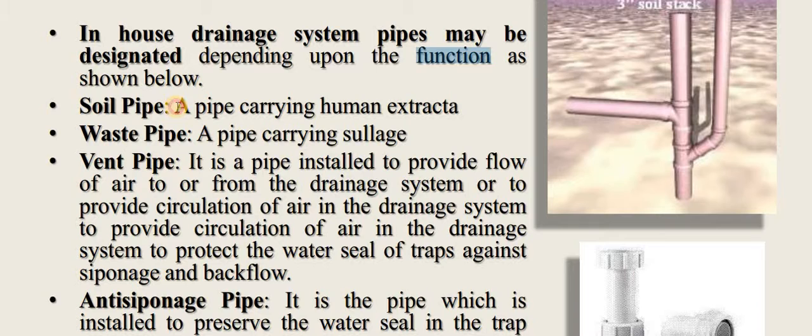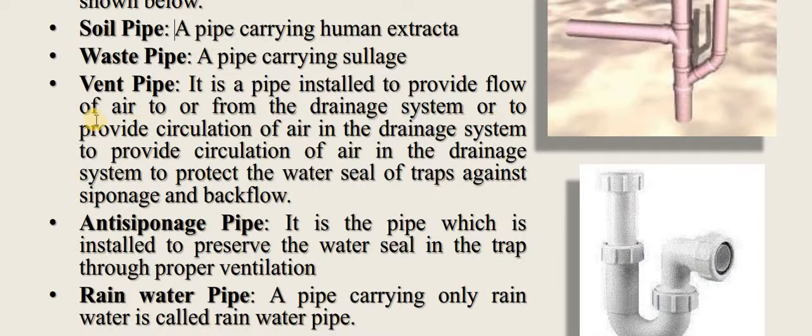So first of all, the soil pipe, that is a pipe carrying human excreta. Waste pipe, the pipe carrying sullage. And vent pipe, that is a pipe installed to provide flow of air to or from the drainage system, or to provide circulation of air in the drainage system, to protect the water seal of traps against siphonage or backflow.